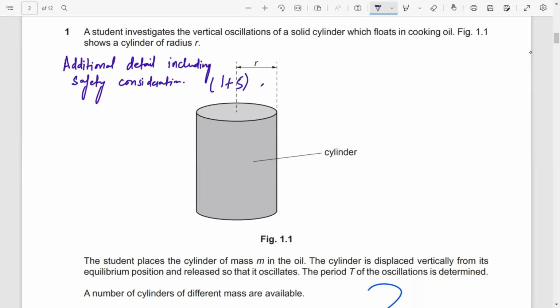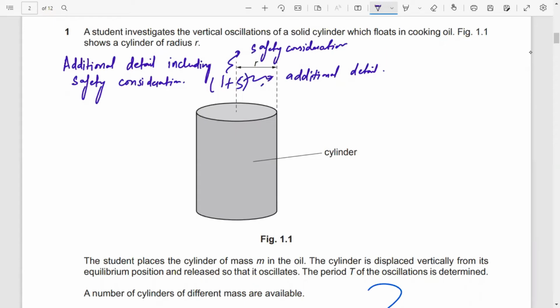1 mark for the safety consideration and 5 marks for additional detail. Number 1 is, what would be the additional details, Zunaira? You will use gloves to prevent oil contacting the skin, or use an oil tray to prevent oil spillage.